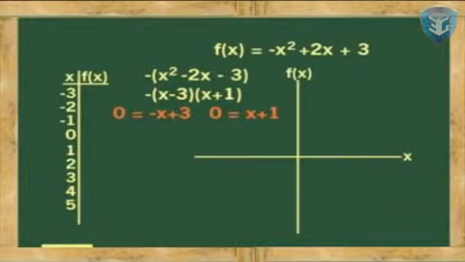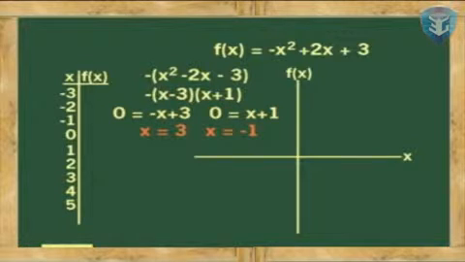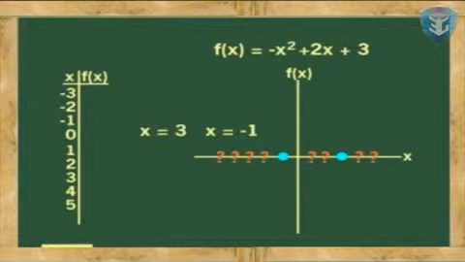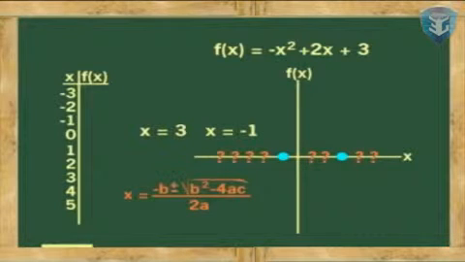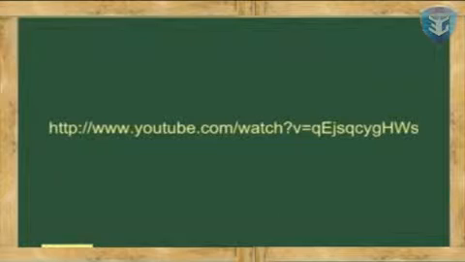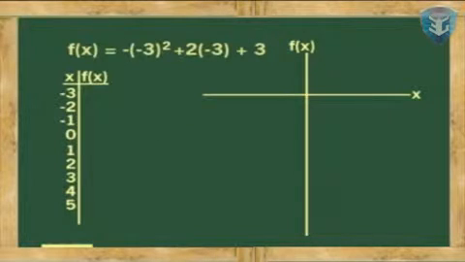We set both binomials equal to 0, and x equals 3 and x equals -1. These are the points where the line crosses the x-axis. Please notice that sometimes the x-intercepts are not found by simple factoring, and the quadratic formula must be used. To review the quadratic formula, please visit YouTube and write on the top line, Jerry Levada quadratic formula, or use the following URL link.